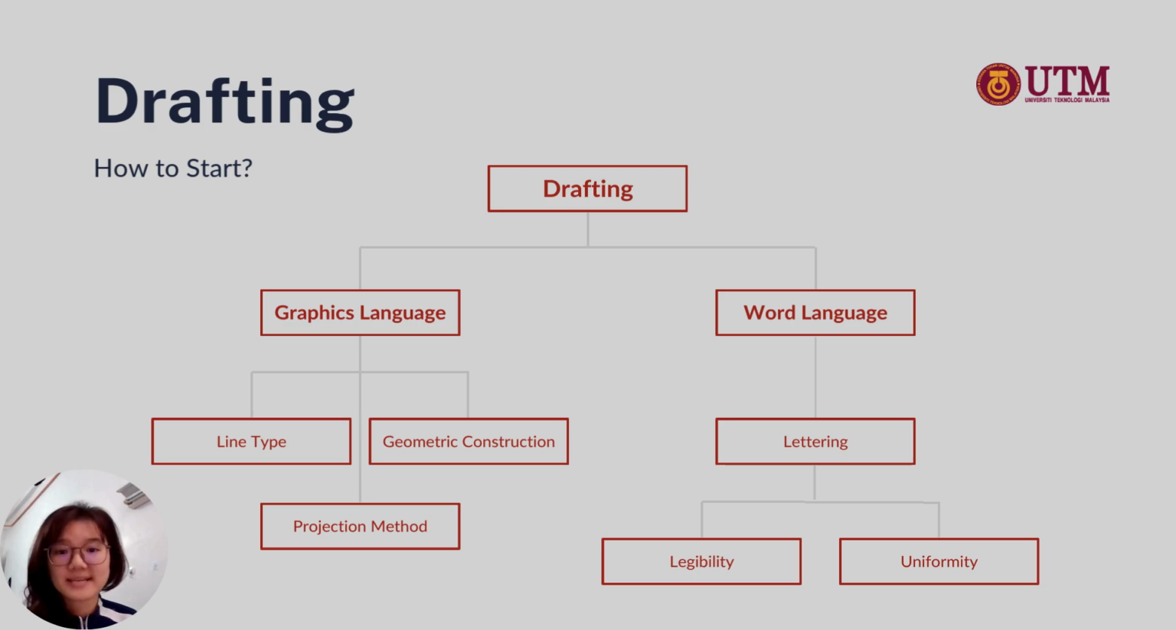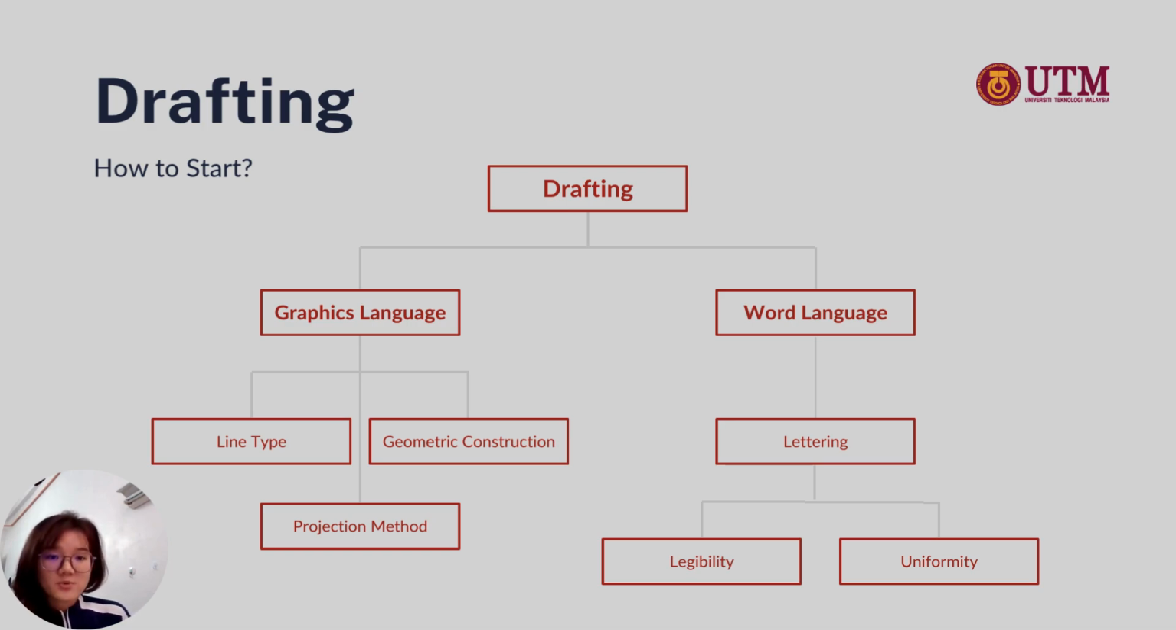Under the graphic language section, we have line type. We have to know when to apply a continuous line or a dash line. For the projection method, we have to know about the orthographic and isometric drawing methods. And lastly, the geometric constructions.